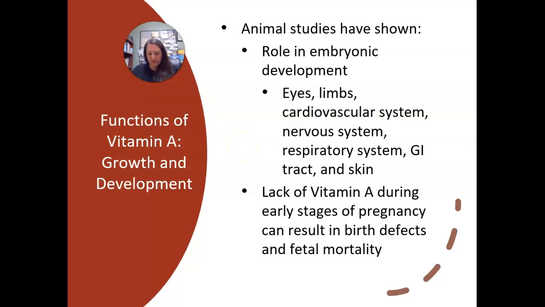Okay, how about function? So we know the sources, we know the RDAs. What does vitamin A do? Okay, so vitamin A is important for growth and development. Animal studies have shown that vitamin A has a key role in embryonic development of eyes, limbs, the cardiovascular system, our nervous system, respiratory system, GI tract, and skin. So obviously very, very important. Lack of vitamin A during the early stages of pregnancy can result in birth defects and higher rates of fetal mortality, so death.